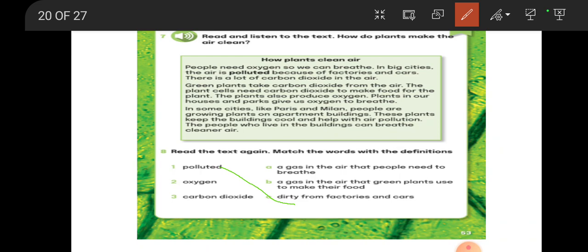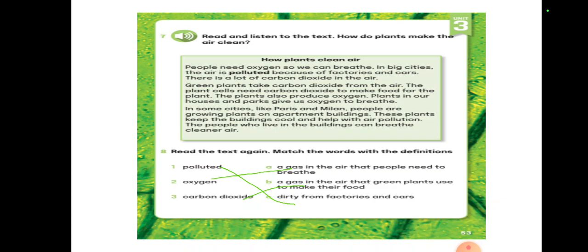Number 2, oxygen. Oxygen is a gas in the air that people need to breathe. What about carbon dioxide? Carbon dioxide is a gas in the air that green plants use to make their food.